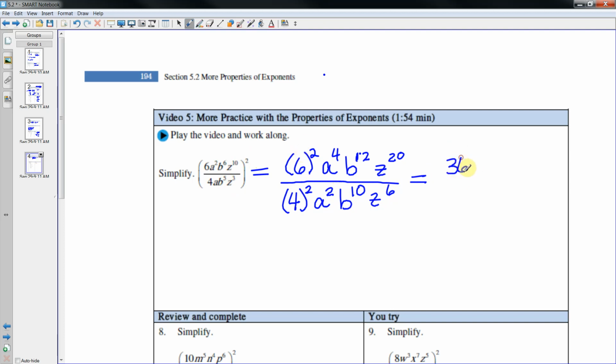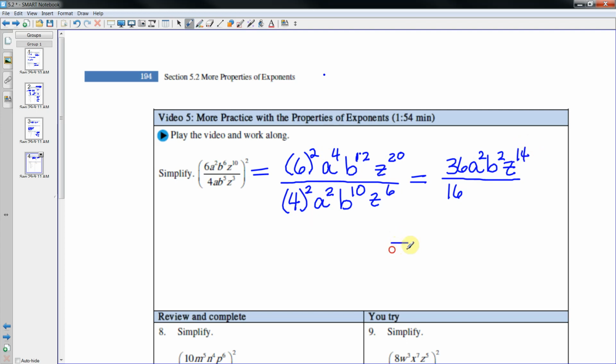So now I'm going to go ahead and do the numbers. 6 times 6 is 36. 4 times 4 is 16. That'll reduce in a second. We'll go ahead and do the a's, and we'll do the subtraction. 4 over 2, so that would be 4 minus 2 would give me a squared. 12 minus 10 would give me b squared. And then for my z, 20 minus 6 gives me 14.